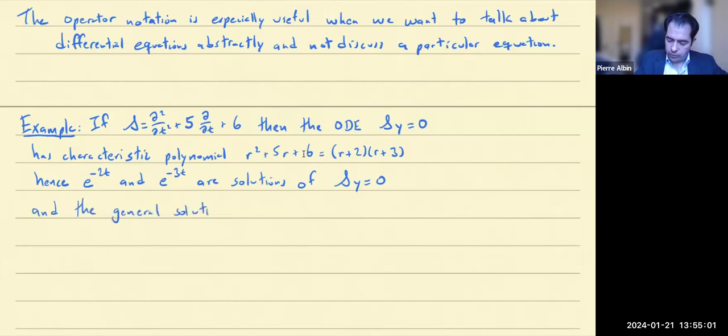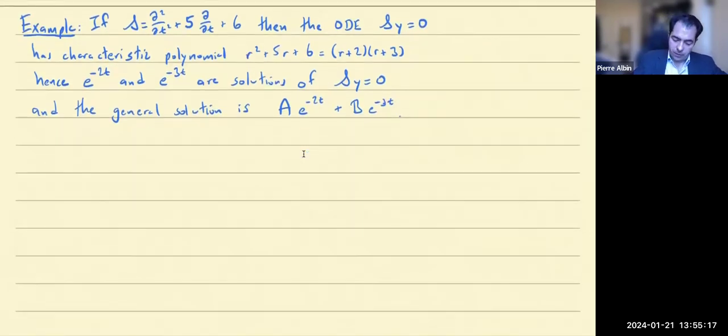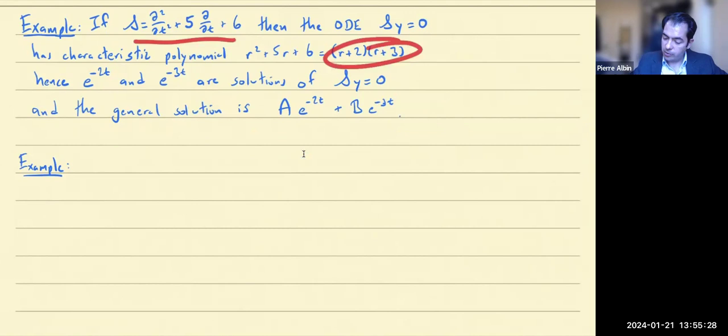And the general solution is a times e to the minus 2t plus b times e to the minus 3t, where a and b are arbitrary constants. Okay, let's do another example. Right, so this was the simplest case where the characteristic polynomial has distinct roots. Let's do an example with repeated roots.